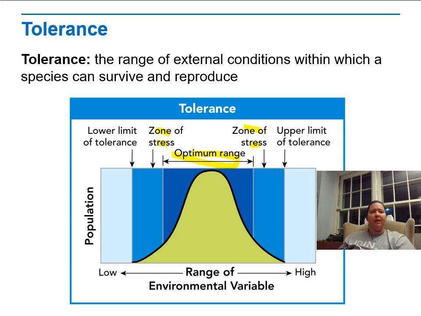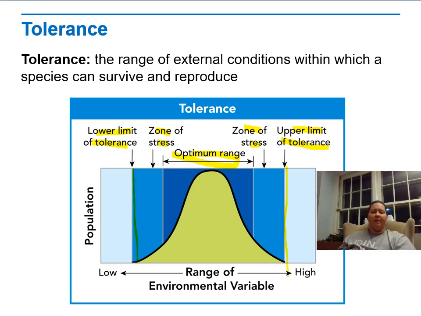Sometimes, depending on the organism, like especially larger mammals, if they can't find the food to take care of their young and to support their young, they won't necessarily end up having more young. And then if we get to the absolute limit, their limit of tolerance, that means past this line right here, they won't even survive. Usually between the zones of stress and the upper or lower limit of tolerance, there's usually no reproduction happening. It's basically just they're surviving just enough to survive. And organisms can live there, but usually it's for a short period of time.